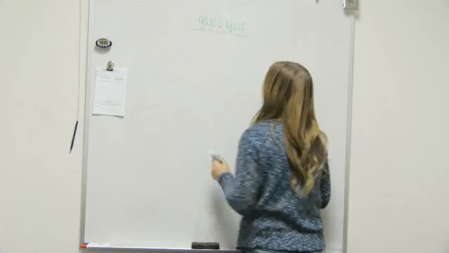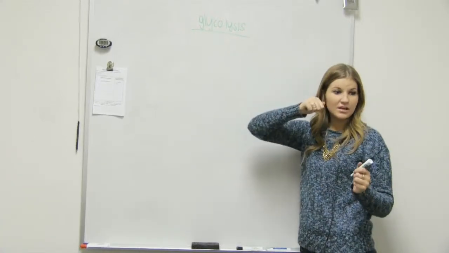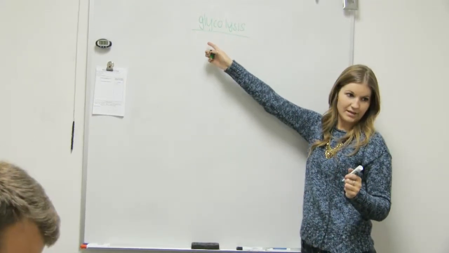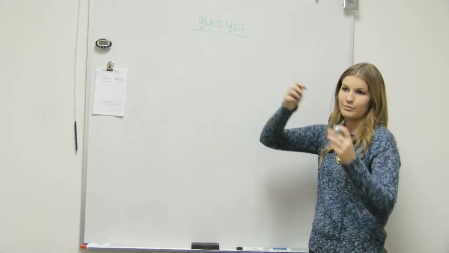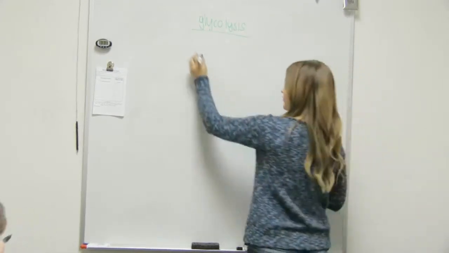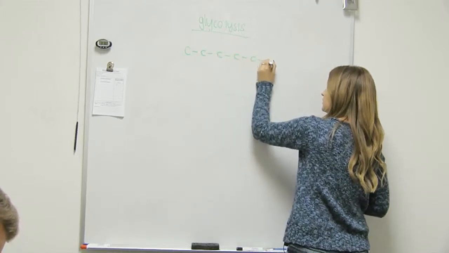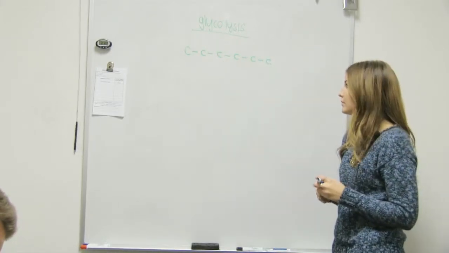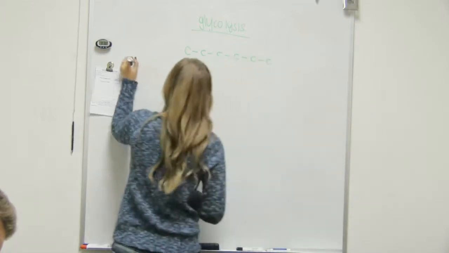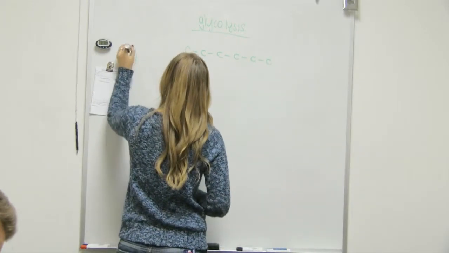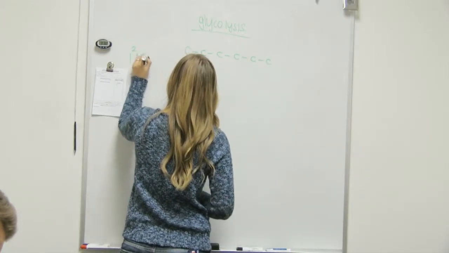Okay, so we have glycolysis. Lyse means to break, and gluco means what? Glucose, so we're going to be breaking up glucose. Glucose is going to be a 6-carbon molecule. And our first step is going to be 2 ATP input.